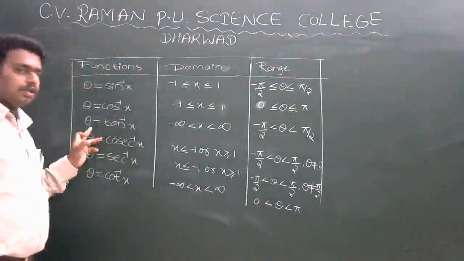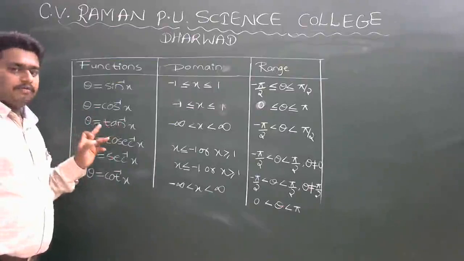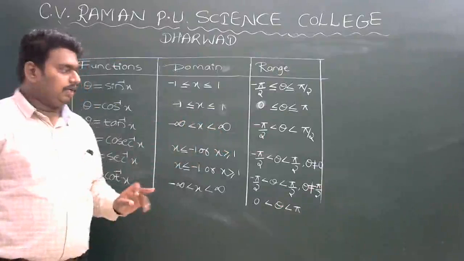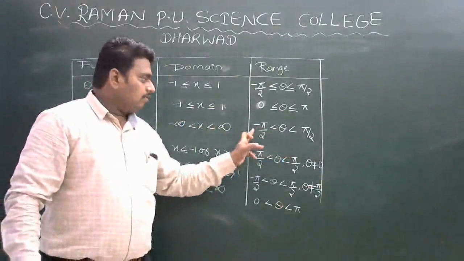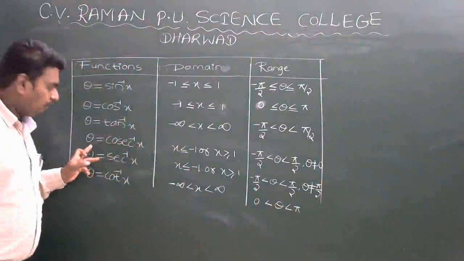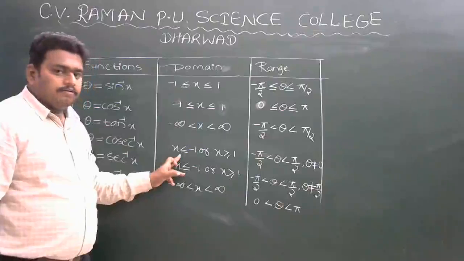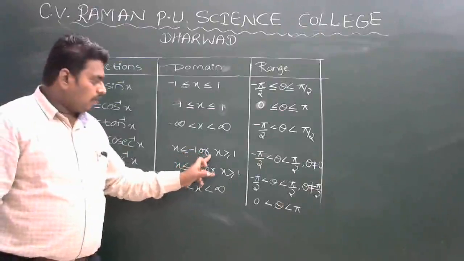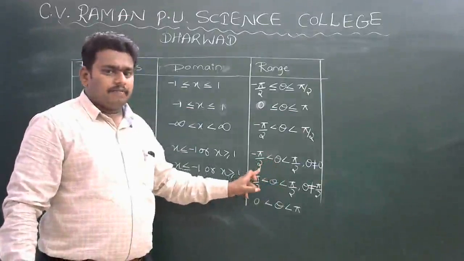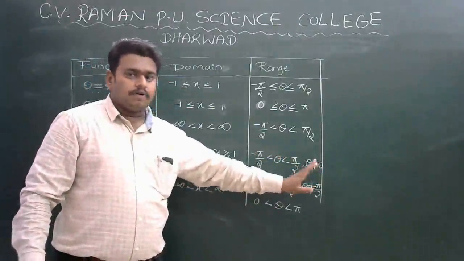The same thing if I go for the third inverse trigonometric function, theta equals tan inverse of x. Your x lies between minus infinity to plus infinity, and your theta lies between minus pi by 2 to plus pi by 2. The same thing if we go for the fourth function, theta equals cosecant inverse of x. See, your x value is less than or equal to minus 1 or greater than or equal to 1. Here your theta lies between minus pi by 2 to plus pi by 2, and there is one condition that your theta value is not equal to 0.